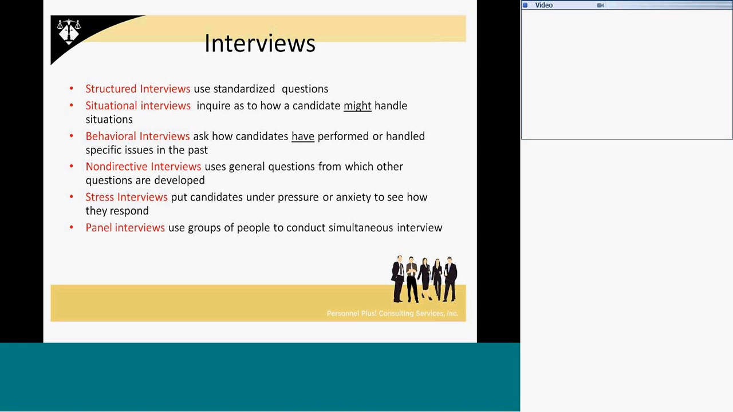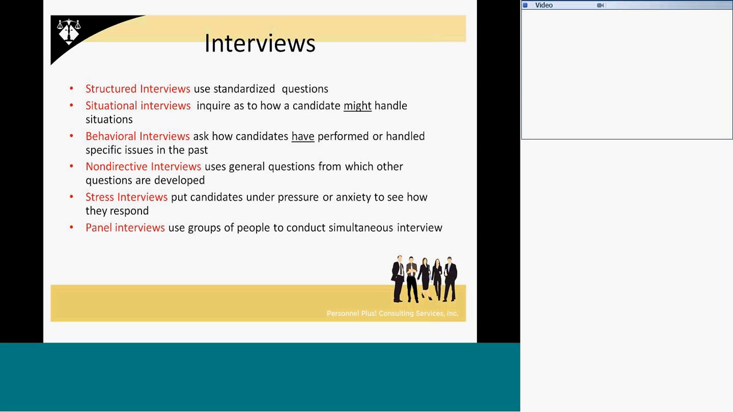They're called situational interviews, and that's otherwise known as hypothetical questions. That's where you inquire as to how a candidate might handle a particular situation. So a situational interview question might be something like, assume that you were in this scenario, what might you do?